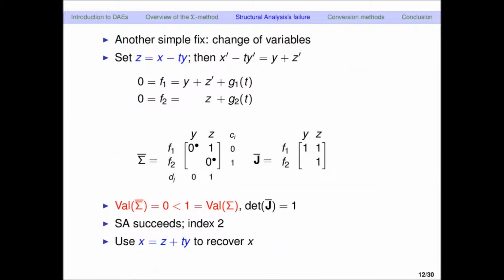Another simple fix is I introduce a new variable z and plug it in. I eliminate the x in the first equation, and then I apply the analysis again. It gives the determinant 1. So the method succeeds with index 2, and then we use this one to recover the original x. So again, it's a simple fix.